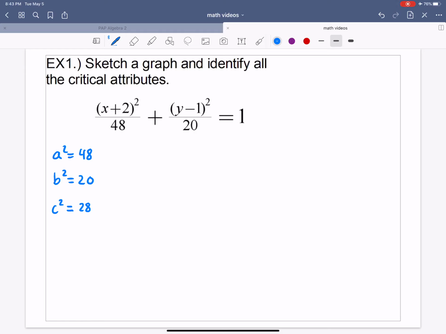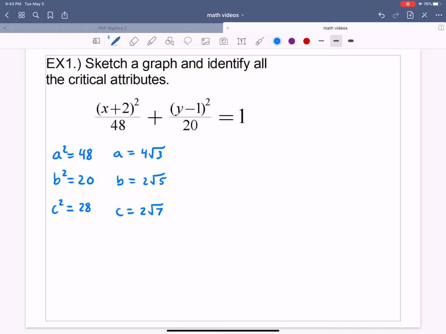Now, what we need to do is take this one step further and take the square root of each one of these, okay? So the square root of 48, 48 is not a perfect square, but we can simplify that to 4 root 3. The square root of 20 simplifies to 2 root 5. And the square root of 28 simplifies to 2 root 7, okay? 2 root 7.